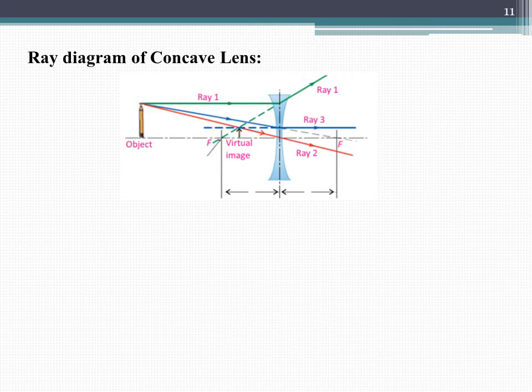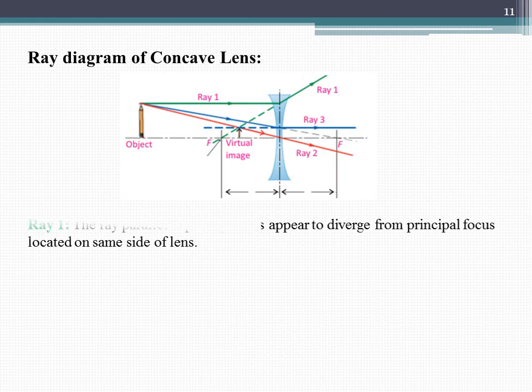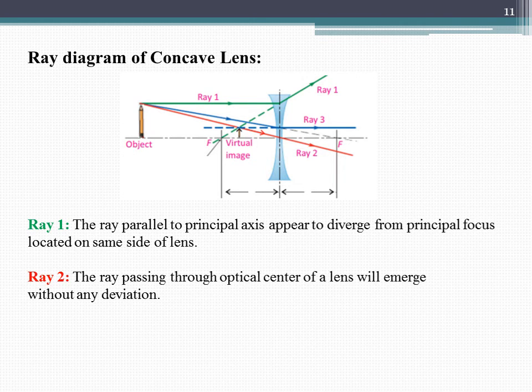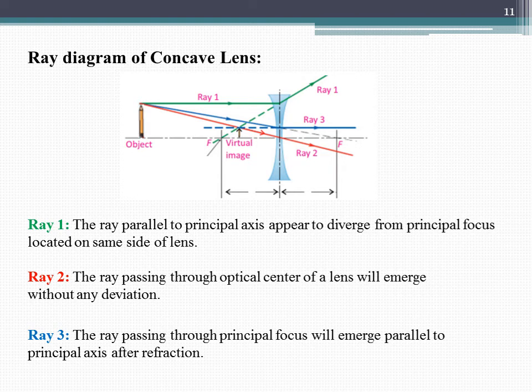The ray diagram of a concave lens is shown in figure 12.24 of your textbook, in which ray 1, which is parallel to the principal axis, appears to diverge from the principal focus. Ray 2 will emerge without any deviation, and ray 3 will emerge parallel to the principal axis.